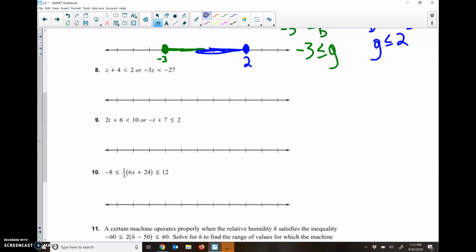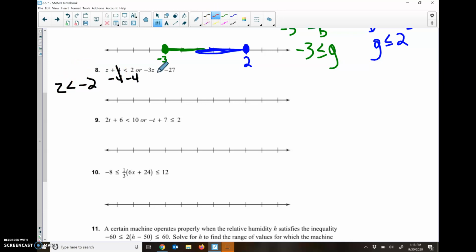OR problems are a little simpler because they already split it up for us. So we like these. I don't have to worry about splitting up. I'm just going to solve both problems. So it's a plus 4, so I'm going to minus 4. So I get z is less than negative 2.